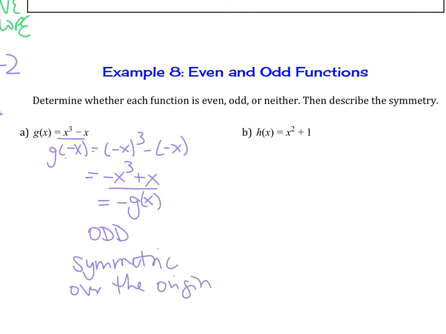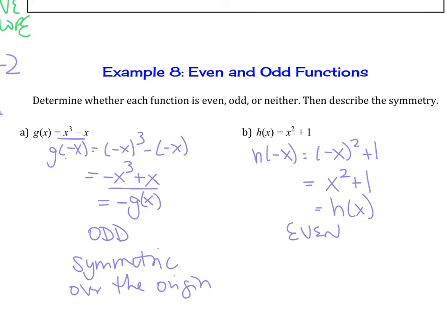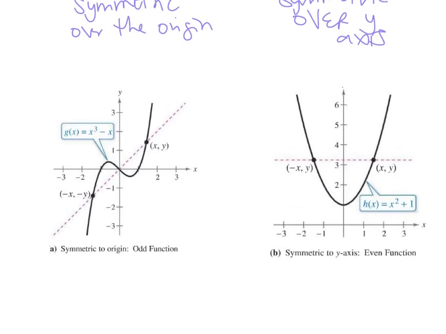Okay, let's try the next example. If we plug in h of negative x, we get negative x squared plus 1. So this just gets x squared plus 1. We get the same exact equation back. Therefore, this is even, and it's symmetric over the y-axis. If you look below, symmetric to the origin, this is an odd function, this is the graph. And so you can see that it is symmetric over the origin right here. And then the parabola, this is symmetric to the y-axis.